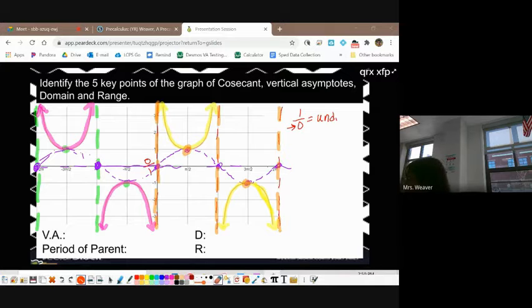Okay, so let's talk about where our vertical asymptotes occur here. The numbers are super small, so I'm going to write them bigger here so you can see them. So we have an asymptote at 2 pi. This is negative 2 pi. An asymptote at negative pi. An asymptote at 0. An asymptote at pi. And an asymptote at 2 pi.